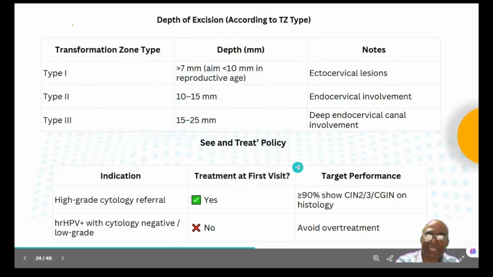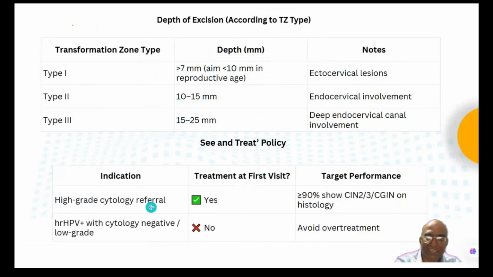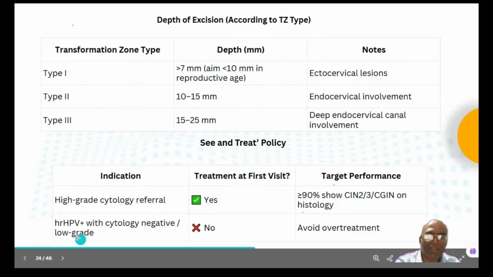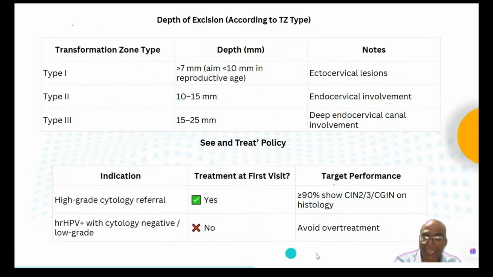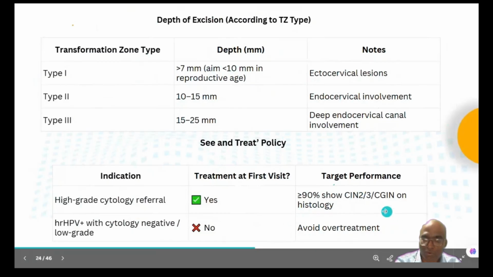Okay, see and treat policy. Now, if high grade cytology is there, you will offer them the treatment in the first visit, and more than 90% will show CIN 2, 3 or CGIN on histology. While if you just have HR-HPV positive, but the cytology is negative or low grade, you may not offer the treatment in the first visit, and always avoid overtreatment also. That is the role of colposcopic grading. You have the see and treat policy, you have to treat appropriately, and you have to avoid overtreatment also.